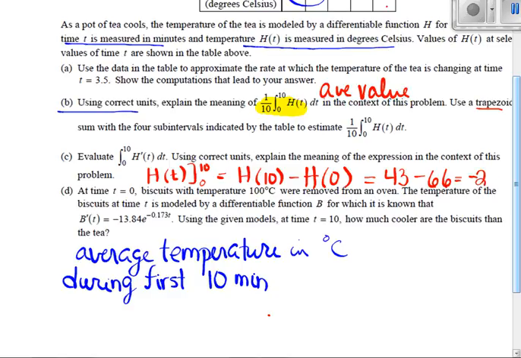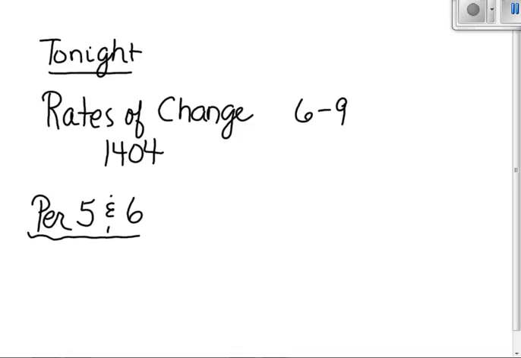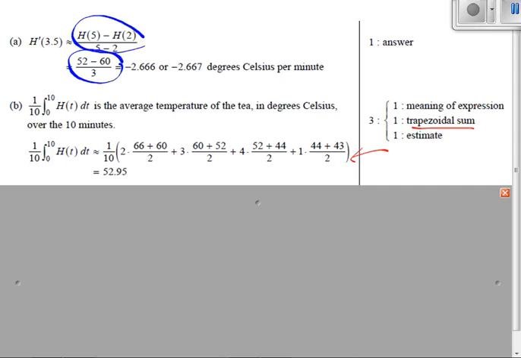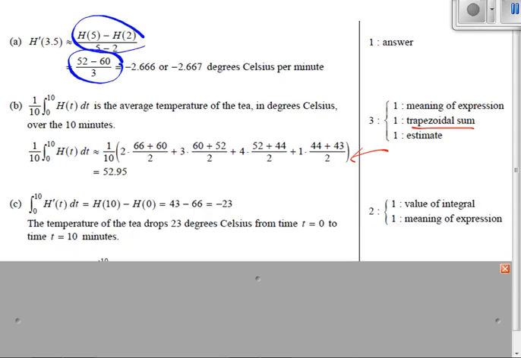Do I have to use units? It does. Degrees Celsius. What does that mean? Your T started at 66, and 10 minutes later it's 43. So what does this mean because it's negative? It cools 23 degrees Celsius in 10 minutes. Let's check. Did I give it everything? Okay. 2 points. Getting the negative 23 and 1 for the interpretation.